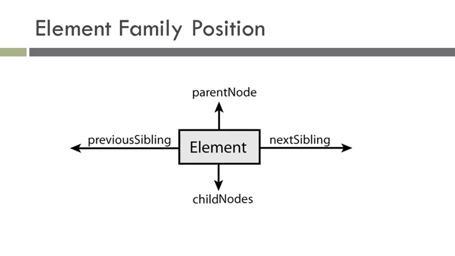You can think of a node in terms of a family member. It has a parent, it has siblings, and it may have children. From any node in the tree, you can get to any other location or find out information about another node.